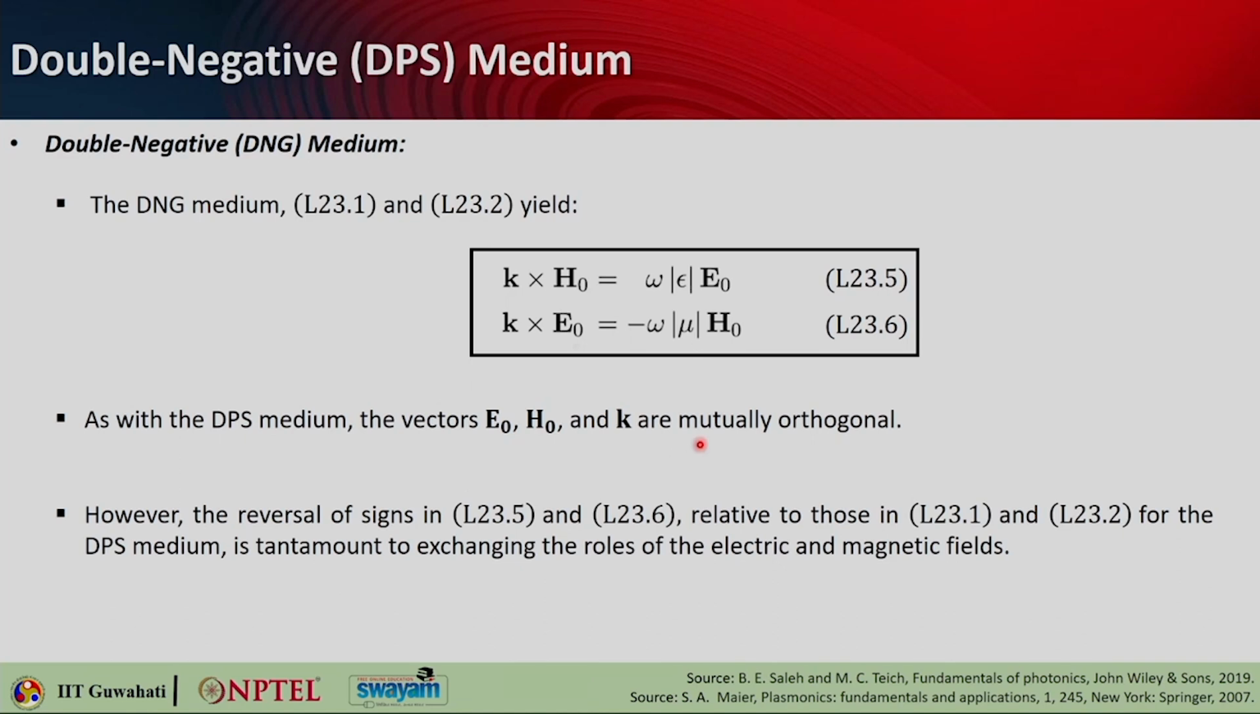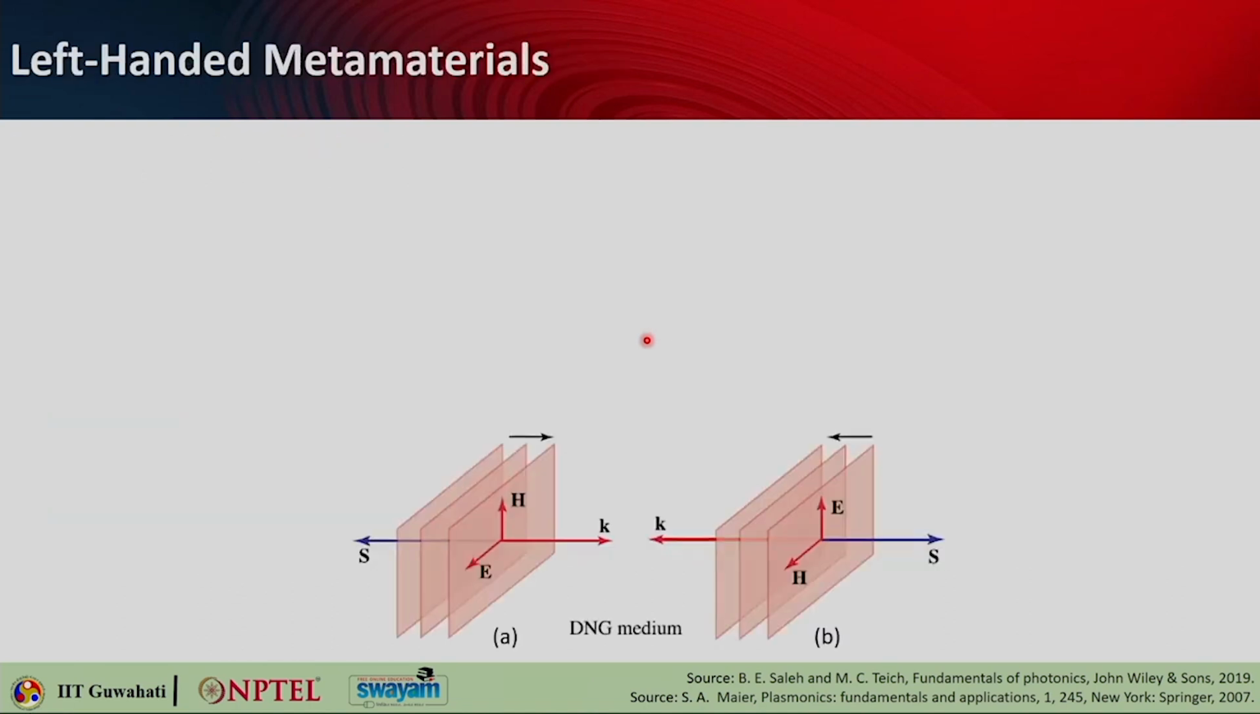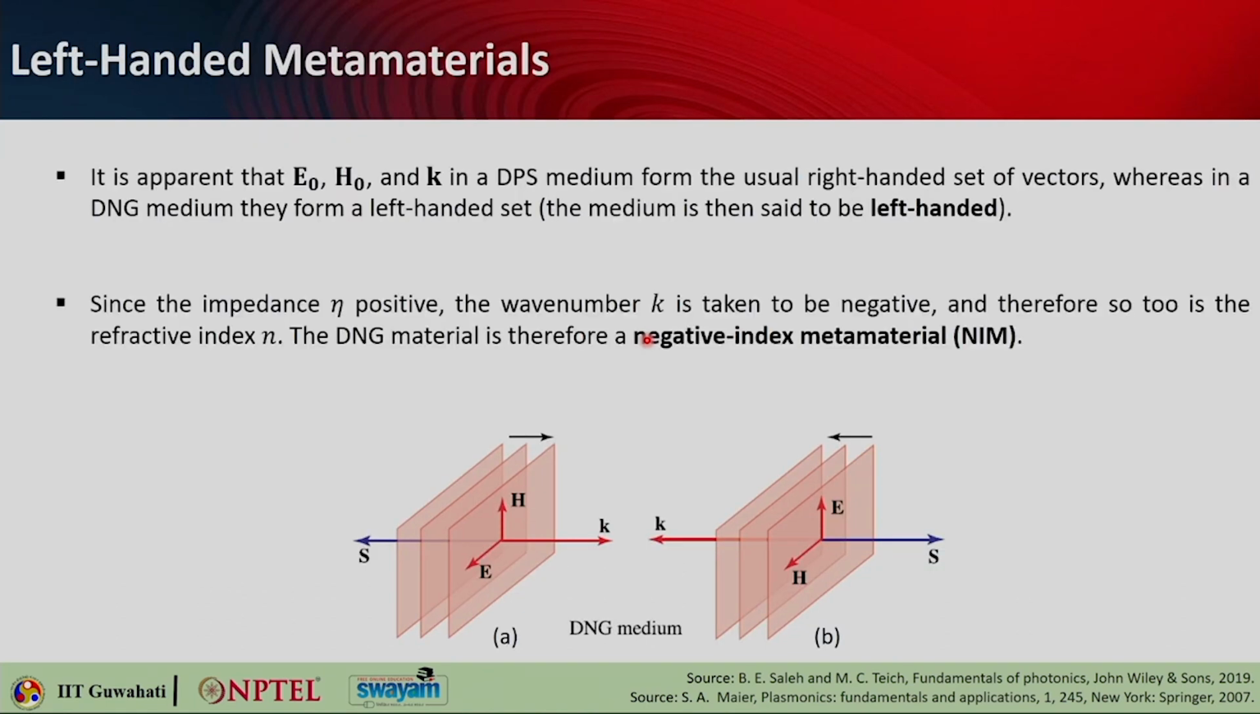Okay. Just that there is some kind of sign that is reversed. In the previous case the negative sign was here, now the sign has come here, right, and that is where you have to exchange the roles of the electric and magnetic fields. Okay, and that is how you can think of how to draw the E, H and K vectors in the case of a left-handed medium, right.